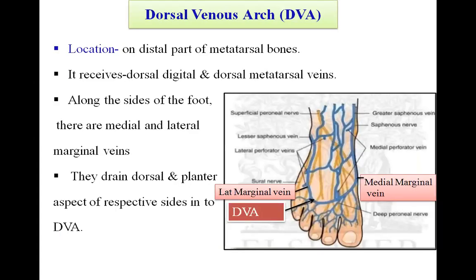Dorsal venous arch. It is located over the metatarsal bones. Here is the dorsal venous arch, which is located on the metatarsal bones. It receives the dorsal digital and the dorsal metatarsal veins. So these are the dorsal digital and metatarsal veins which join the dorsal venous arch.